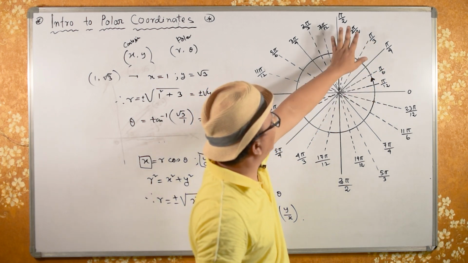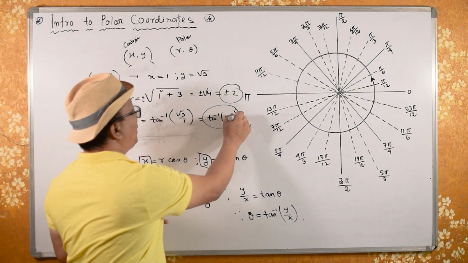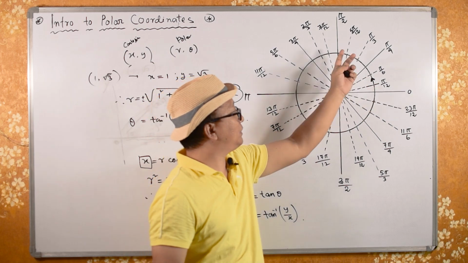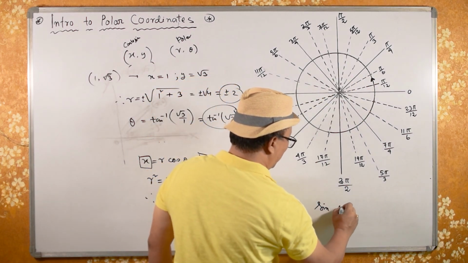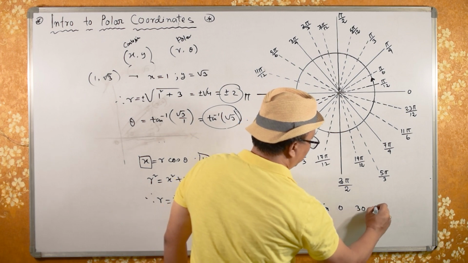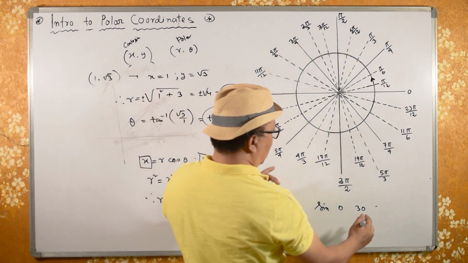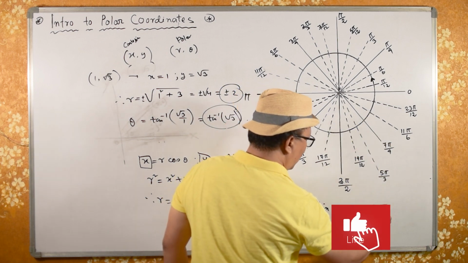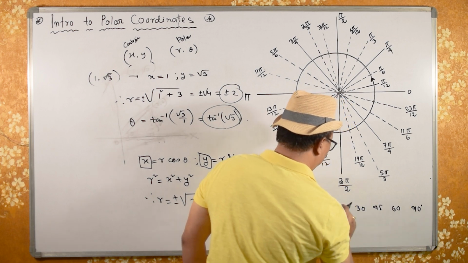So you have every angle. Okay, I have written over here. So all the tan inverse values you can find from these angles. Otherwise we can find from here, sine of, for example, 0, we have 30. This is in terms of what, the radian. So you can have 45, 60, 90.